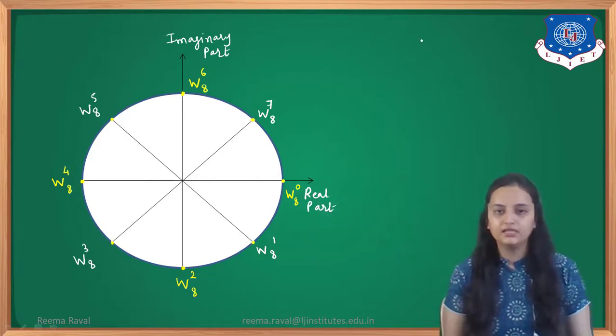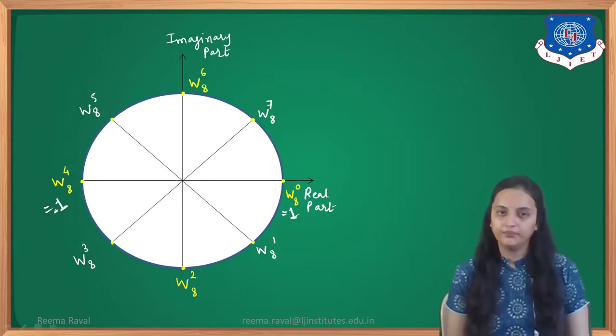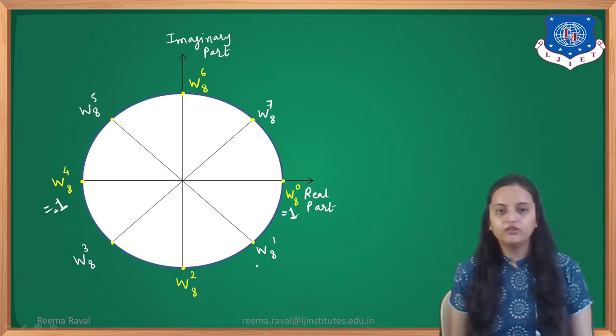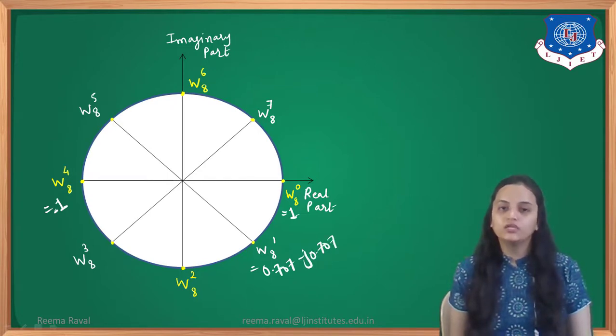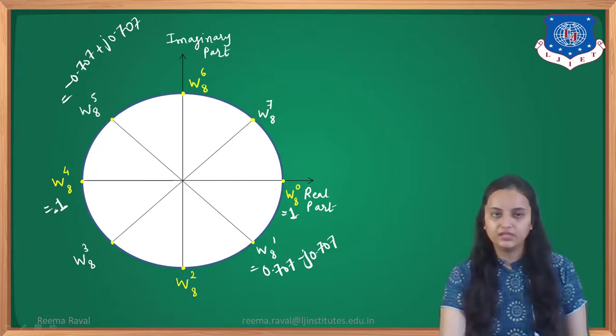Here W80, its value is 1, and exactly opposite, on the negative side of this, will be the negative of that. That means here it will become minus 1. Here W81, the value of W81 was 0.707 minus j 0.707. Now the opposite value on that line, that is W85, will be the negative of this value. That means it will be minus 0.707 plus j 0.707, which we have obtained previously.